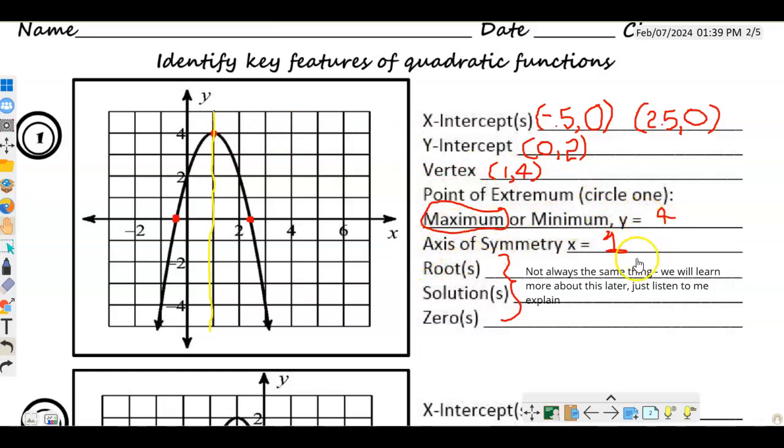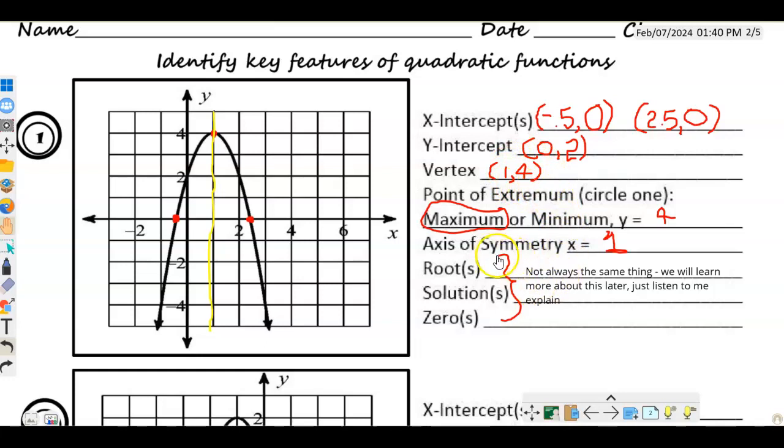The axis of symmetry is an x value, all right? So you only want to write the 1. Remember, the axis of symmetry is the x-coordinate of the vertex, and the max or min, depending on what it is, is the y-coordinate of the vertex.